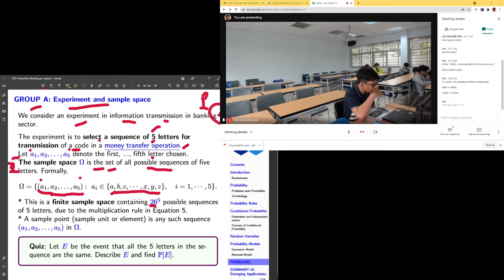The next question in problem 1, you should do yourself. You want to determine the event that all the 5 letters in the code are the same, and then you describe that one and you have to compute the probability.